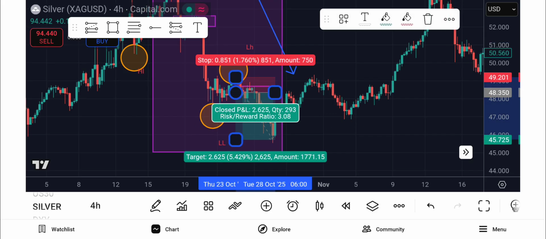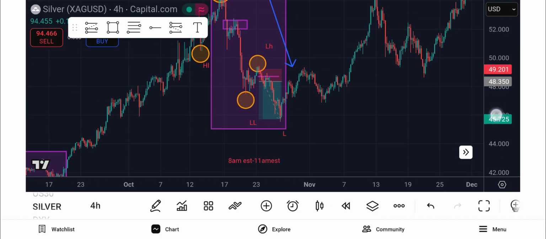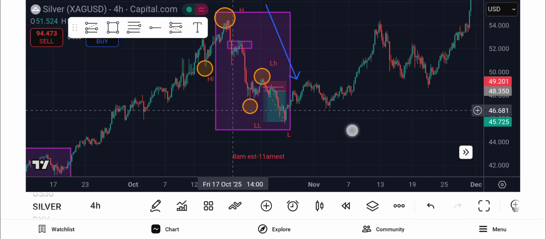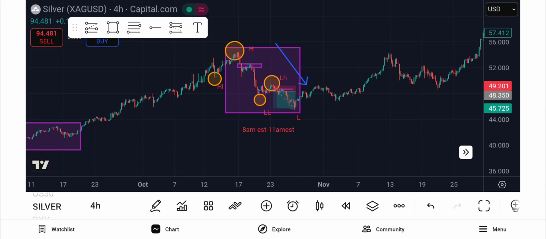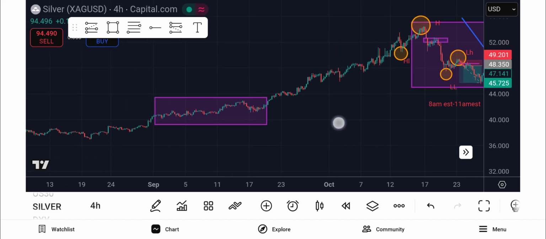So that's like 262 points right there on gold. So you would have caught this nice little sell on gold. That's how you catch bearish trends. So we can do the same thing for bullish trend.